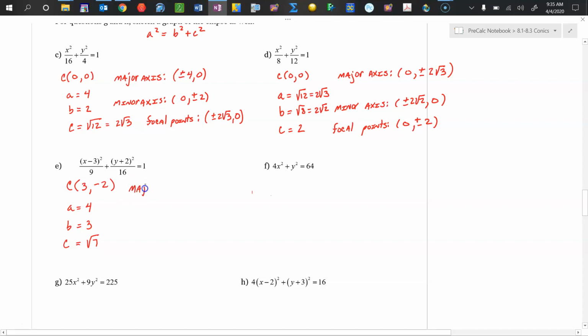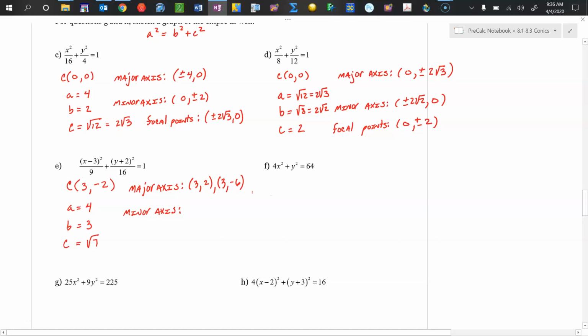So the endpoints of the major axis are going to be found by starting at the point 3, -2 and moving up and down 4 units from there. So the endpoints would be 3, -2 plus 4, which is 3, 2, and 3, -2 minus 4, which is 3, -6.